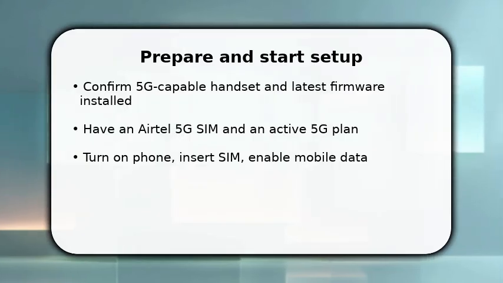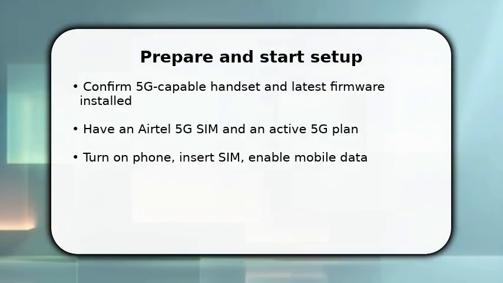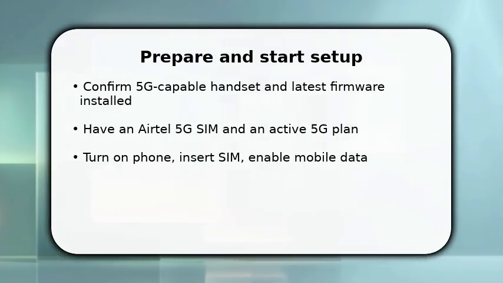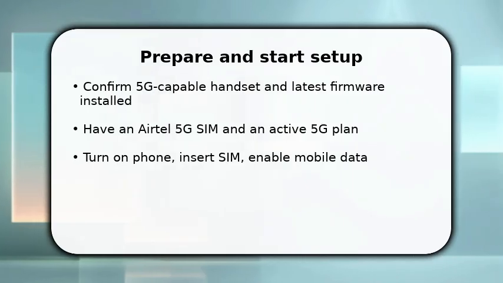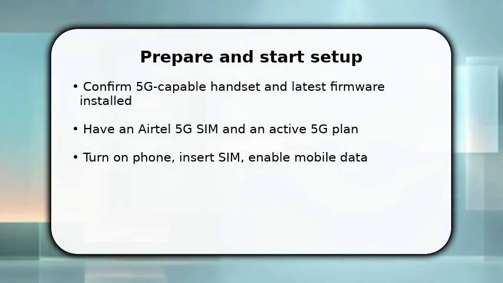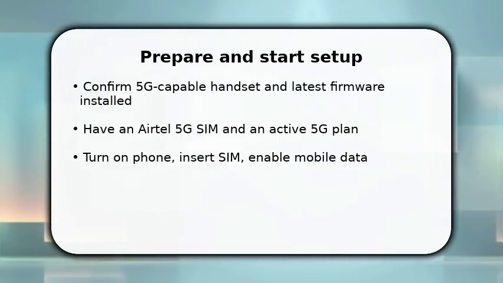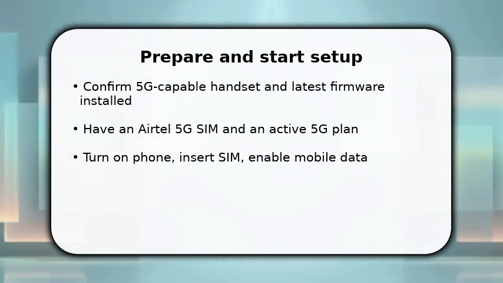You begin by confirming requirements: a 5G-capable phone with current firmware, an Airtel 5G SIM, and an active 5G plan. Once done, power off, insert the SIM into the primary slot, then power on. Make sure mobile data is enabled immediately because the network will only register while data is active. Also allow a minute for the SIM to register with Airtel after boot. This avoids jumping steps and prevents false troubleshooting when nothing yet appears.